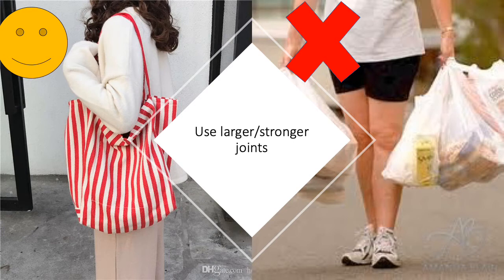Use your larger and stronger joints when possible. For example, instead of using plastic grocery bags to transport groceries, use a cart or a bag with a long handle that allows you to carry it on your shoulder or forearm. This will take the stress off your small finger joints.